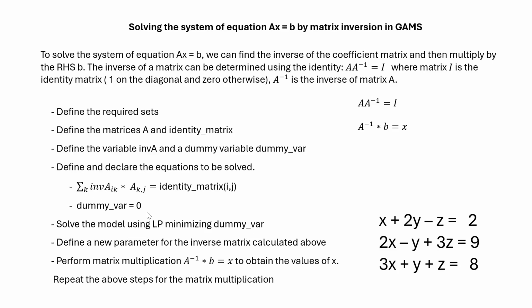Then after calculating the inverse matrix, to calculate the values of X, remember that is our goal, we do the matrix multiplication again. So we repeat the steps, and then we multiply the inverse matrix by the right-hand side B. We multiply them to obtain the values of X. But this time around, we need just 2 sets instead of 3 sets. Okay, let's see how we can do this in GAMS.